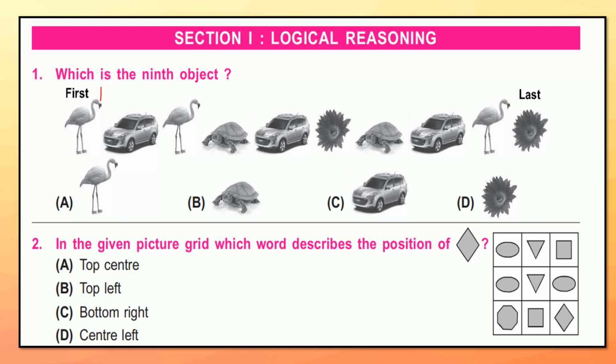Let us check it out. First, second, third, fourth, fifth, sixth, seventh, eighth, ninth. So the ninth object is option A, flamingo.